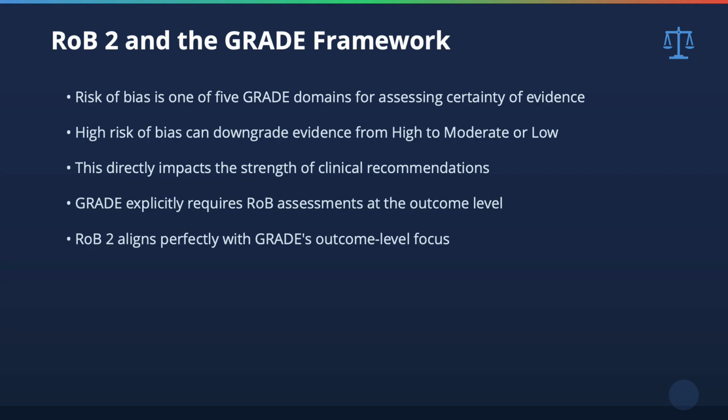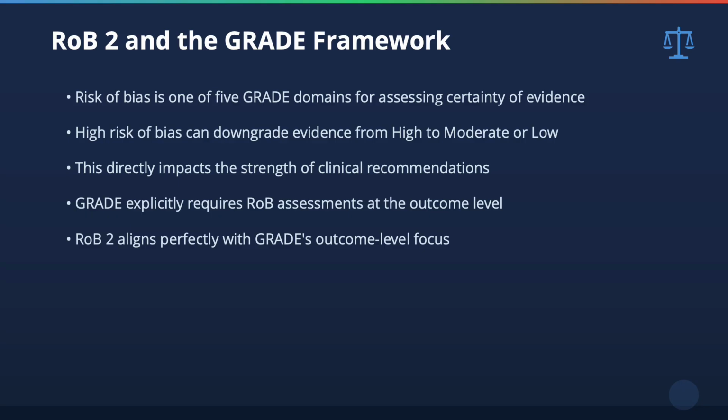When studies have high risk of bias, the certainty of evidence gets downgraded. High certainty evidence can drop to moderate, low, or even very low. This has enormous practical consequences. A strong recommendation based on high certainty evidence becomes a conditional recommendation when certainty drops. Clinicians treat conditional recommendations very differently.